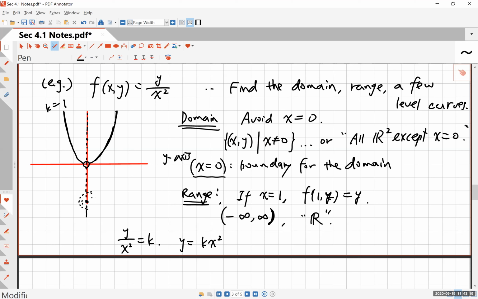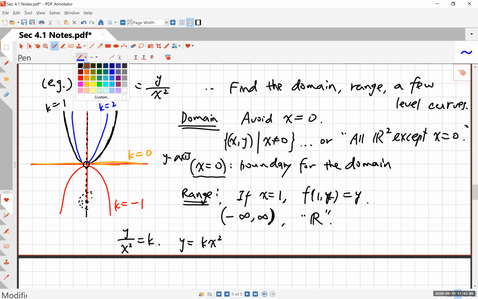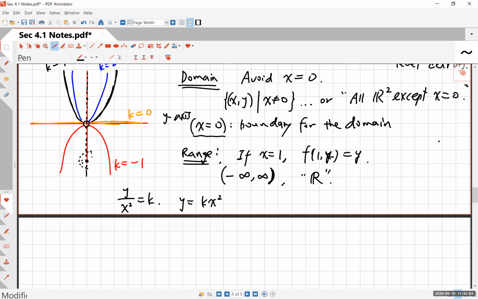If k is 0, then you just get the straight line except for the origin. So your level curve will be a straight line except for the hole. If k is negative, for instance negative 1, then you have this, right? If k is 2, then you have 2x squared, which is a little thinner parabola. But all of these have that missing point, which is the origin. So those are the level curves.